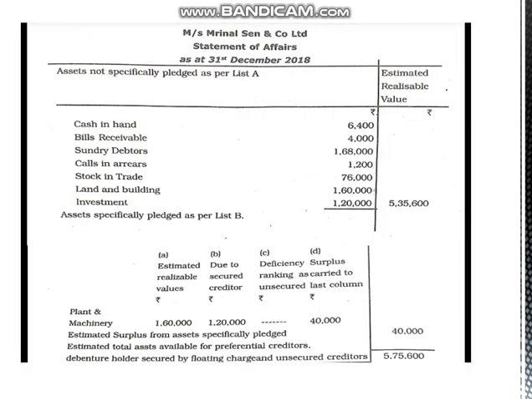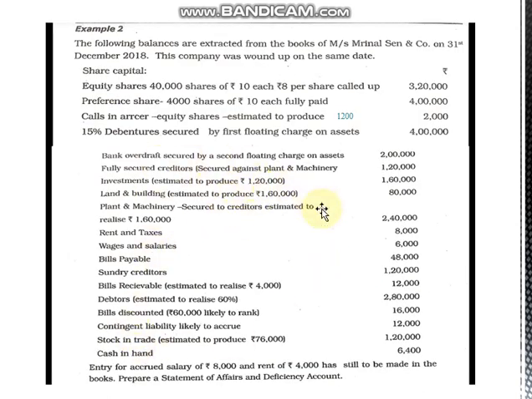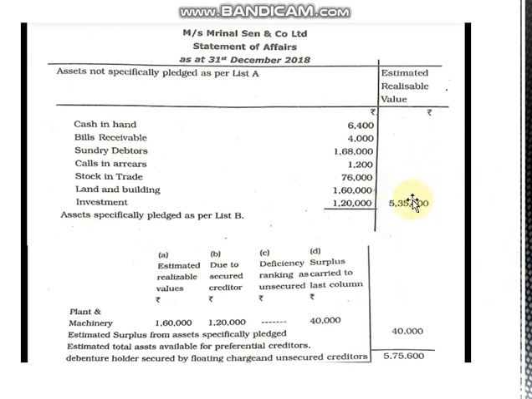In doing the answer, the statement of affairs, you need to prepare cash in hand, bills receivable, sundry debtors, calls in arrears, stock in trade, land and building, and investment. All these items are given in your question, and you need to take only the realizable amount, and you will get the sum total of 5,35,600. I'm not explaining it in detail because I have already done a similar problem before, so you may please refer to that video too.